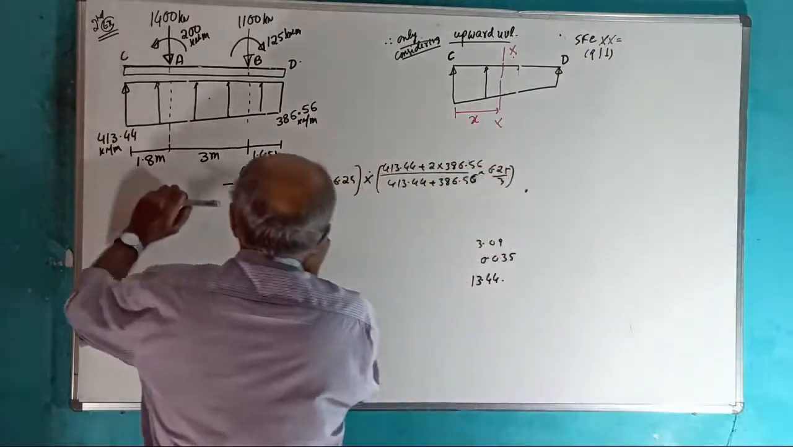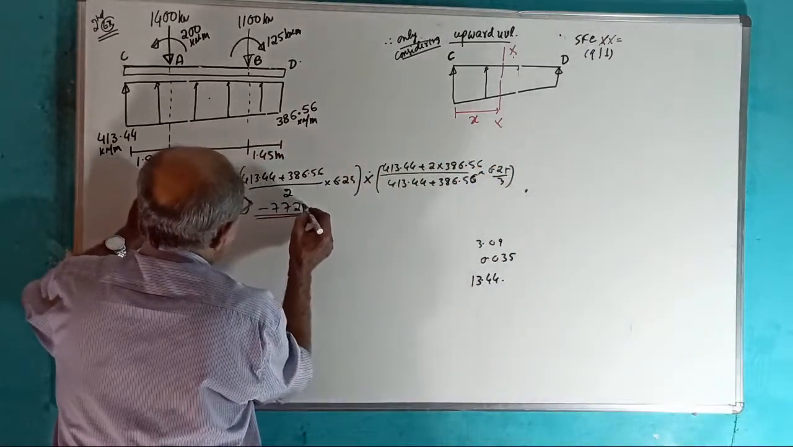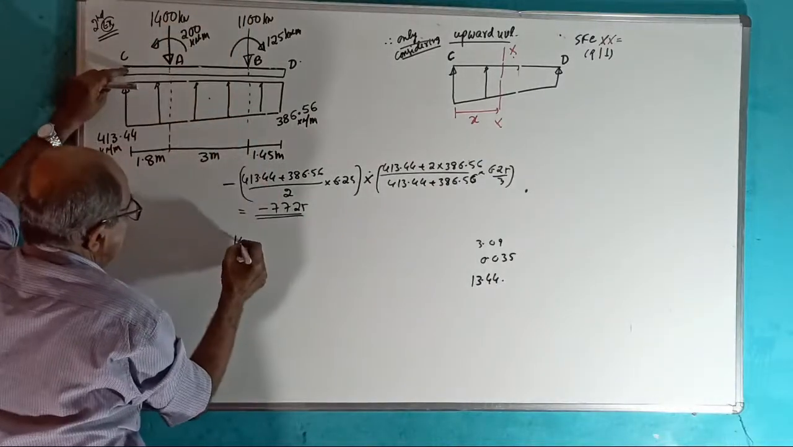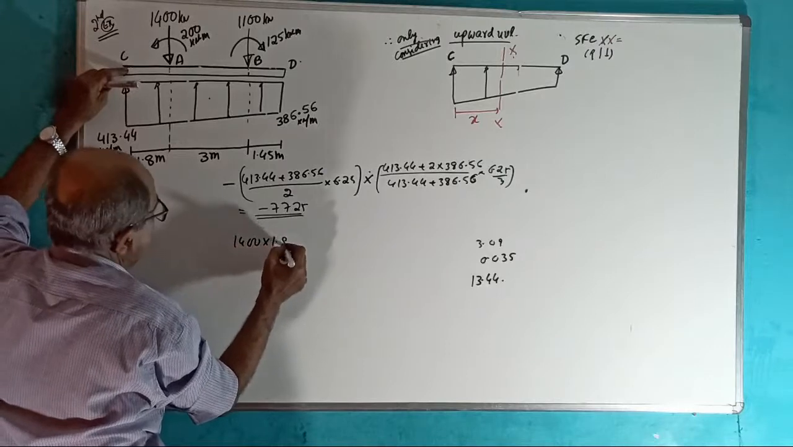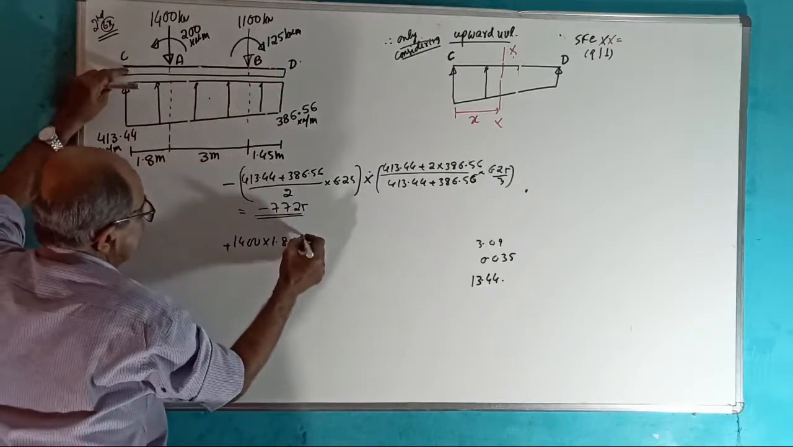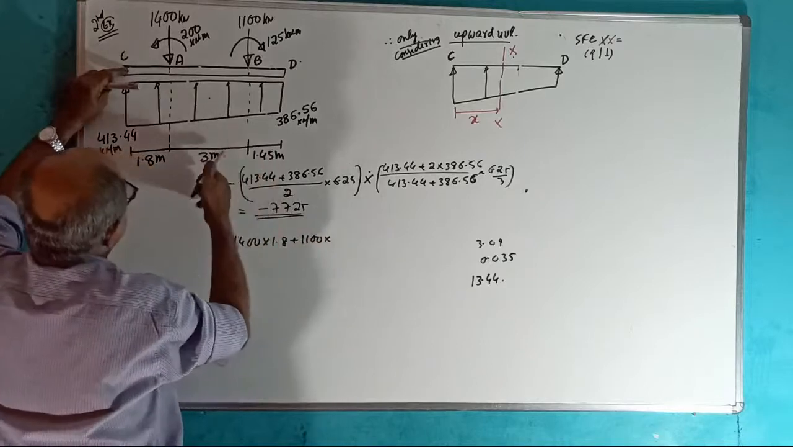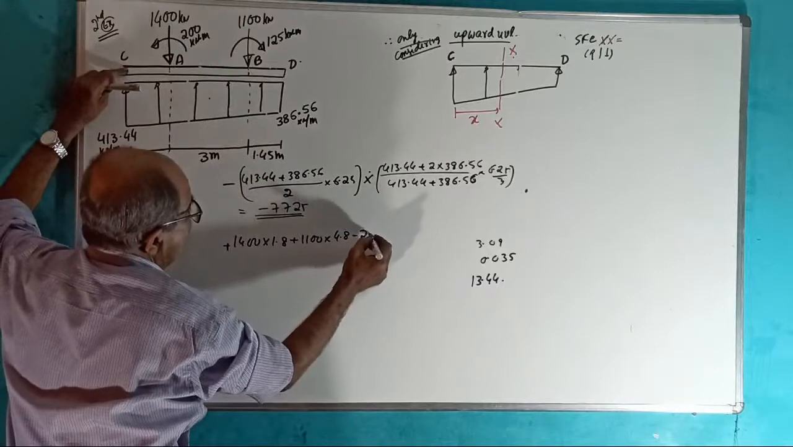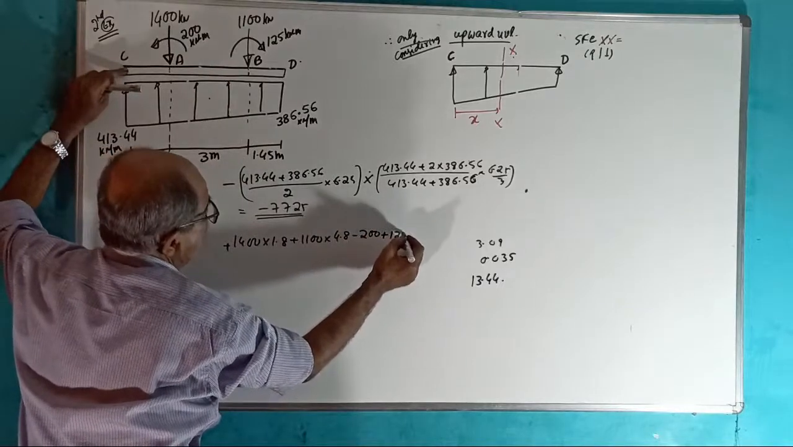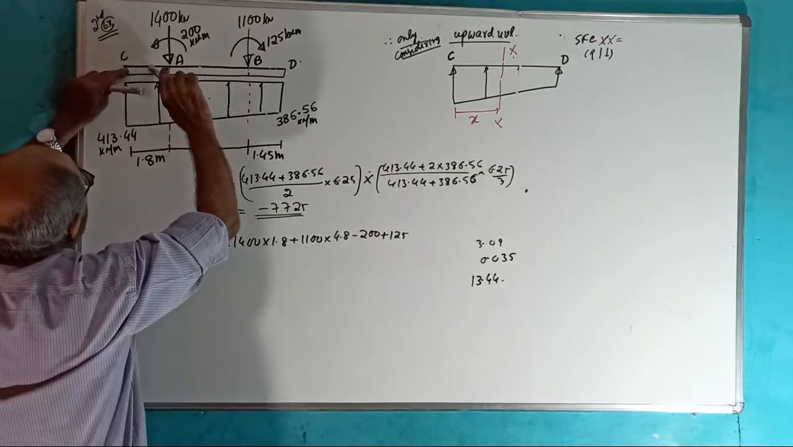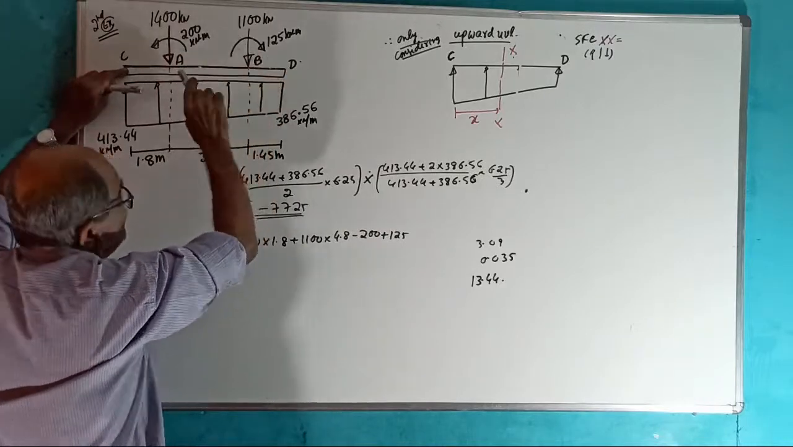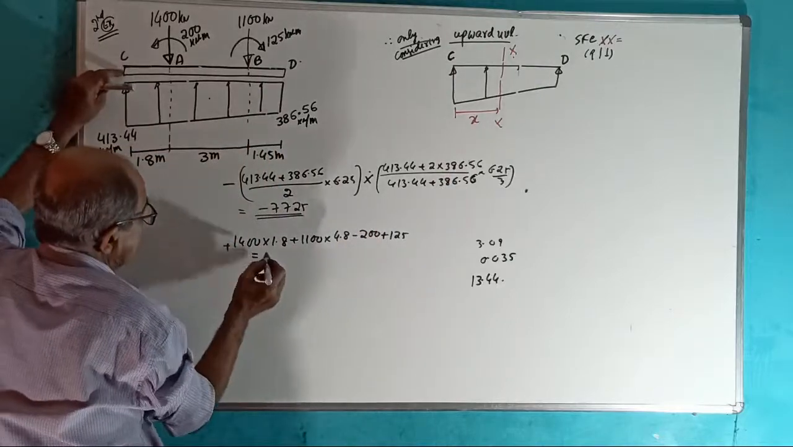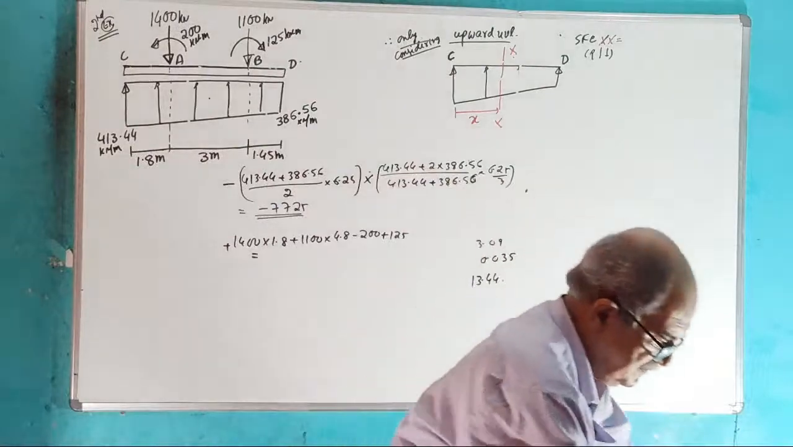This is minus 7,725. Now tell me what is the moment of the downward loads about this point. It is 1,400 into 1.8, clockwise, plus 1,100 into 3 plus 1.8 is 4.8, then minus 200 also plus 125. See, last time I gave clockwise here, anti-clockwise here. I changed it here. Last time that offset was more, this time this offset is more. Answer, how much?